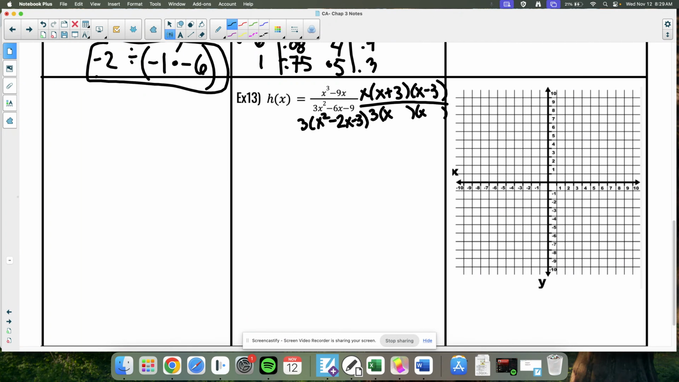How do you get negative 3, negative 2? x minus 3 times x plus 1. And then the x minus 3's cancel. So our actual function will be x plus 3 over 3 times x plus 1.